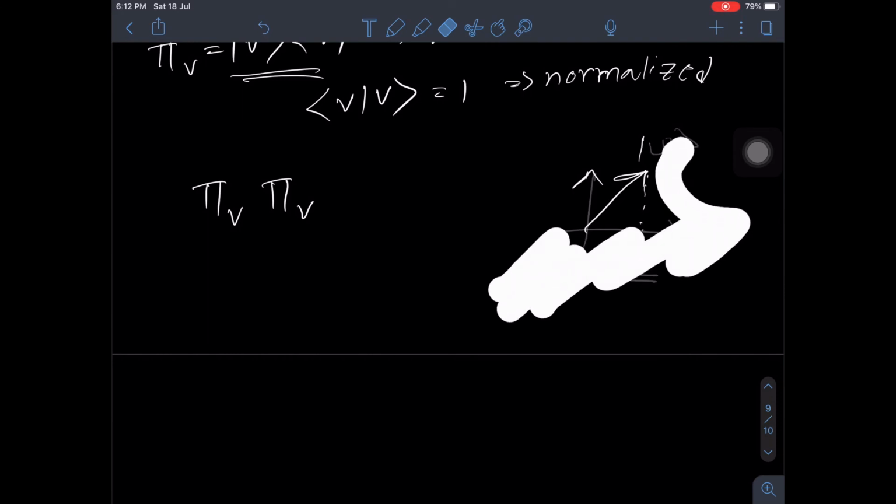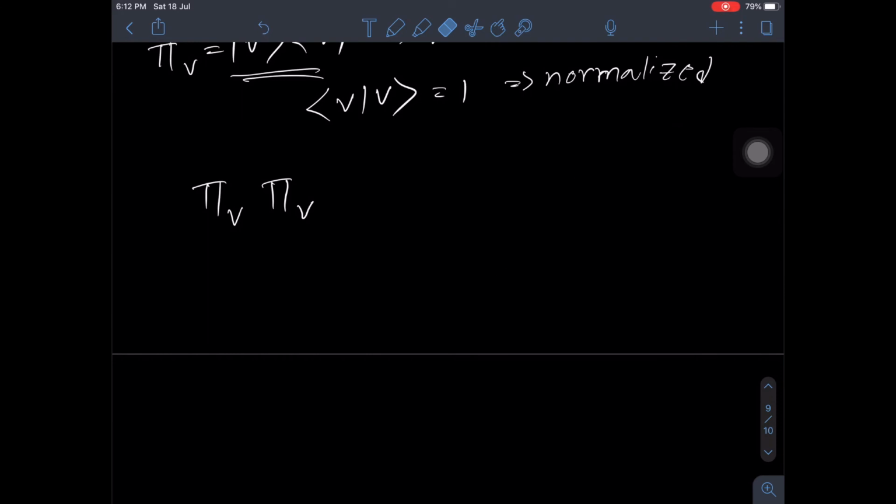So what do you expect from here? If you act with the projection operator twice, this means nothing but acting on the vector once. It is the same thing. Let's try to prove that. What we will prove is that there's no difference if you act on the vector once or twice with the same projection operator. All right, let's check that.